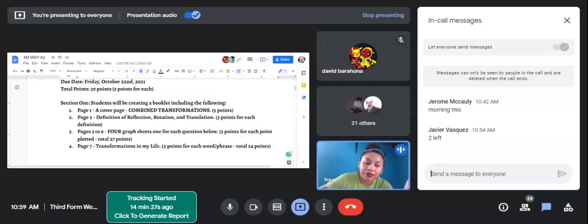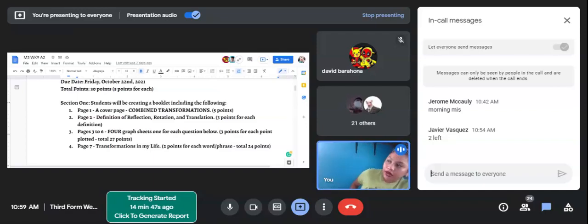So reflection, tell me and show me what it is. Rotation, tell me and show me what it is. And translation, tell me and show me what it is. And then the following pages, you will have 4 graph sheets, one for each question below. Though I have those questions there, each graph is worth 3 points.